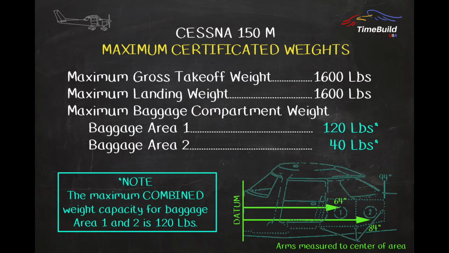The maximum weight in Baggage Area 1 is 120 pounds. The limit for Baggage Area 2 is 40 pounds. However, the total combined weight of both baggage areas cannot exceed 120 pounds.